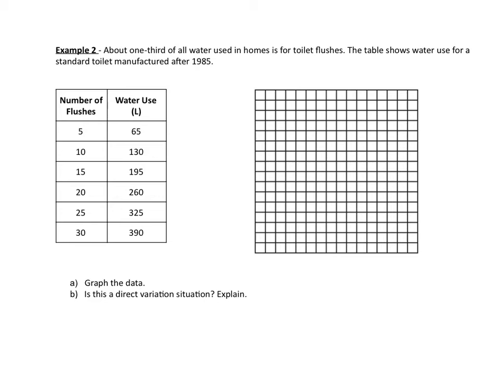With the water usage, however, it might be a little bit more tricky to figure out what an appropriate scale would be. I can see my smallest value is 65, but my highest value is 390. I need to be able to fit all of these values along the y-axis. It's got to fit onto this grid. So I think I'm going to skip count by 50s, and I should be able to fit in all of these numbers onto this grid.